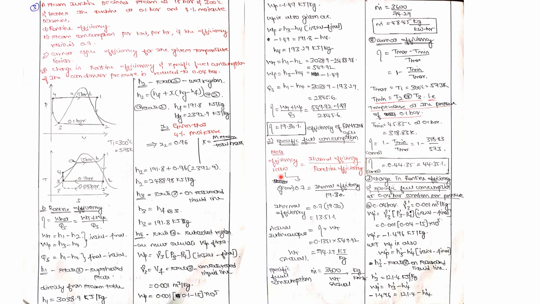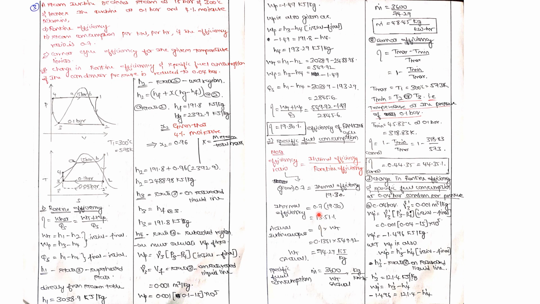So thermal efficiency is required. The Rankine efficiency you have just calculated, 19.3. Just substitute the values and calculate the thermal efficiency, which is the multiplication of these two. So it is 13.51.